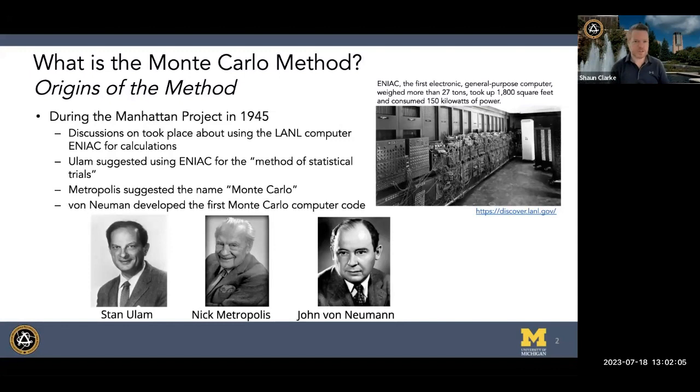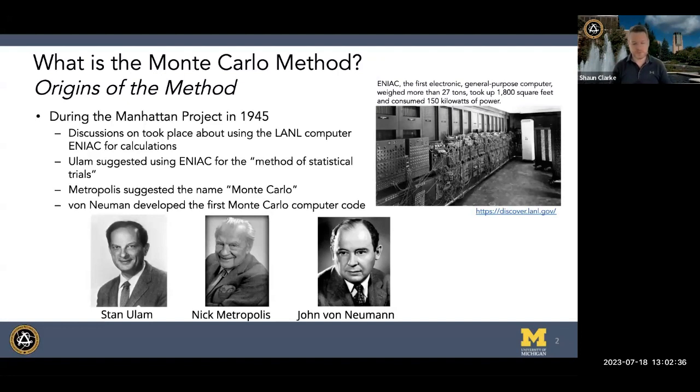That was the first electronic computer, and you can see some of the stats there above the picture. It weighed 27 tons, it took up 1,800 square feet, used 150 kilowatts of power, and it was around 2,000 times less powerful than the phone that you have in your pocket. But nonetheless, it was the most powerful computer of the day, and it was suggested during the Manhattan Project that this computer could be used for calculations to support that effort.